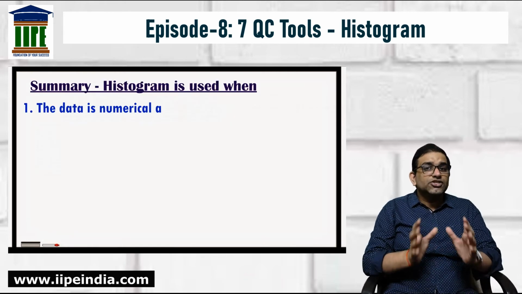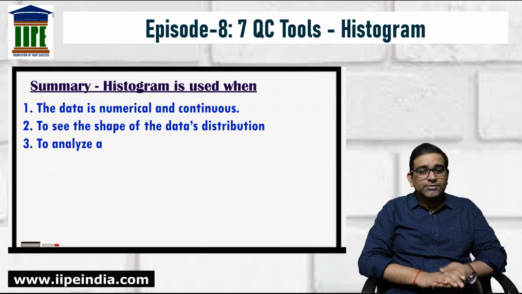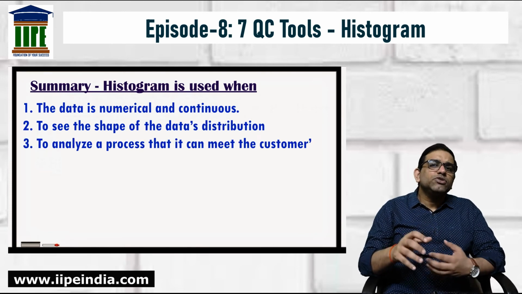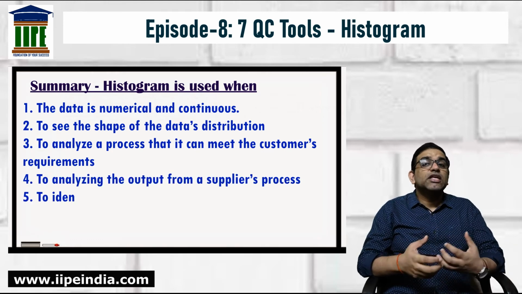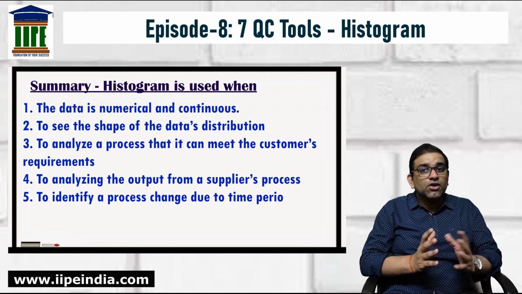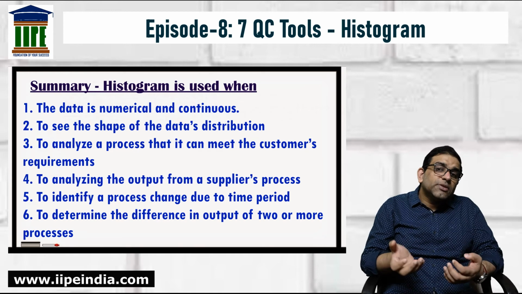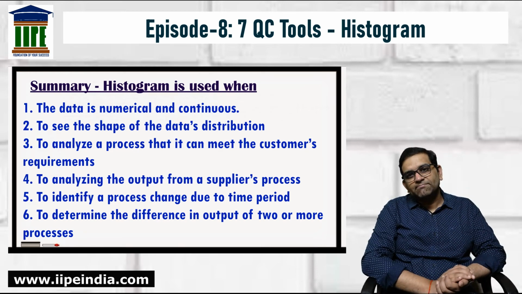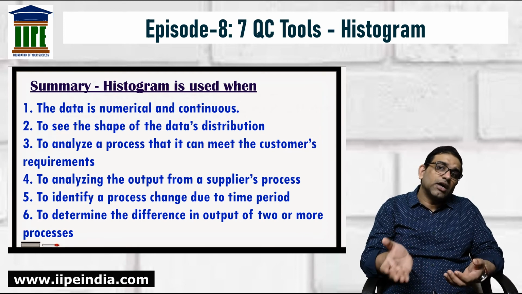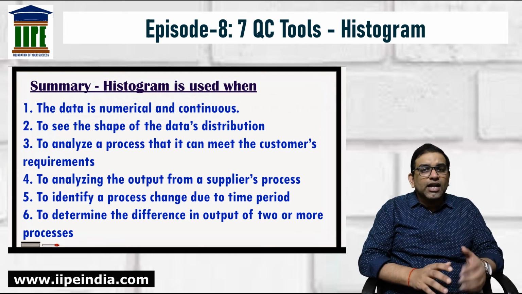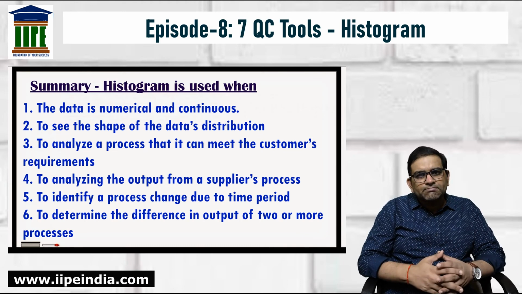So to summarize, a histogram is used when, first of all, the data is numerical and continuous. Second, when you want to see the shape of the data's distribution. Third, analyzing whether a process can meet the customer's requirement or not. Fourth, analyzing what the output from the supplier's process looks like. Fifth, identifying whether a process change has occurred from one time period to another. And at last, determining whether the outputs of 2 or more processes are similar or different.